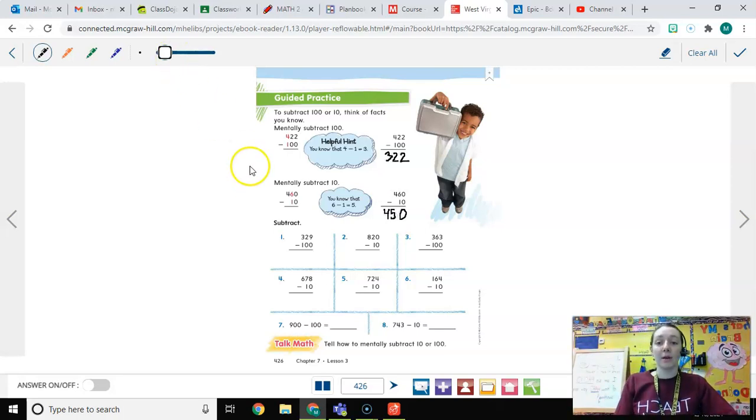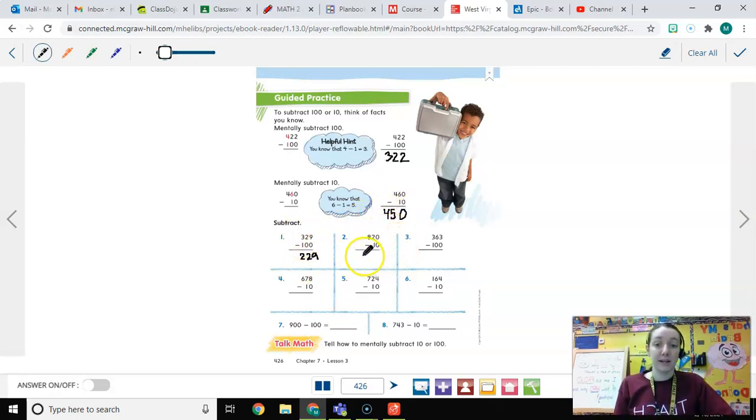So, number 1, 329 minus 100. So it's just going to be 100 less than 300. 29 is going to stay the same. I know that 3 minus 1 is 2, so I know that it's going to be 229. Okay? So again, just that hundreds place is changing.